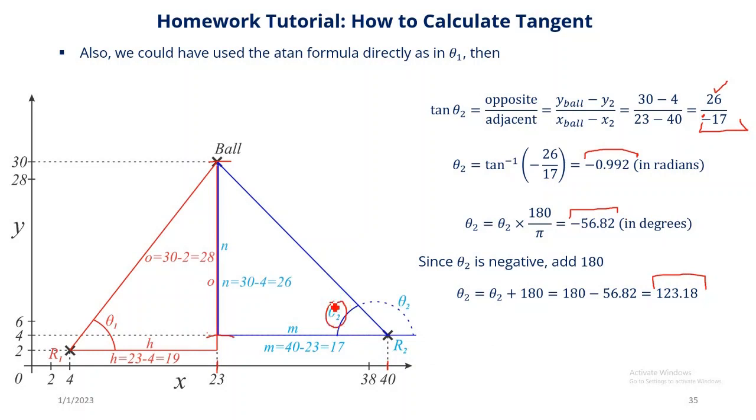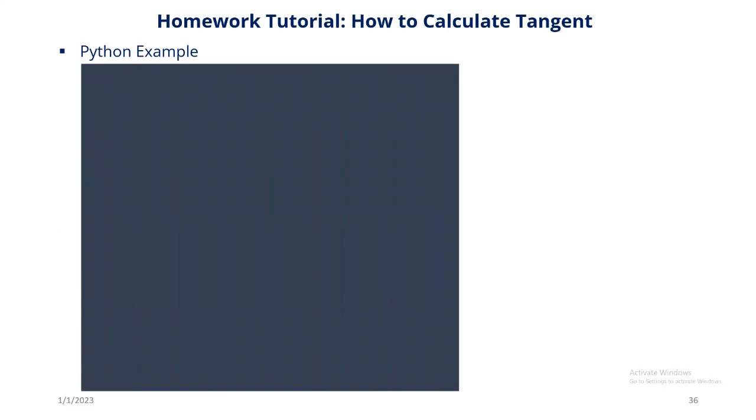So we now know how to calculate the angles by using trigonometry and triangles. The next thing we want to do is see a Python program that actually calculates the angles for us.